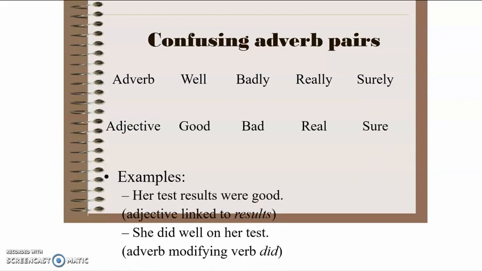Everyone has to memorize these adverb and adjective. So when I say good, the adverb is well. And when I say bad, the adverb is badly, real, really, sure, surely. Her test results were good. Adjective linked to results. She did well on her test. The adverb modifying the verb did.